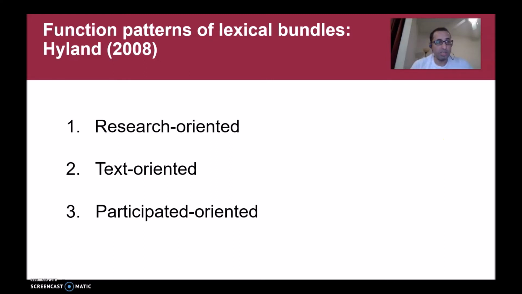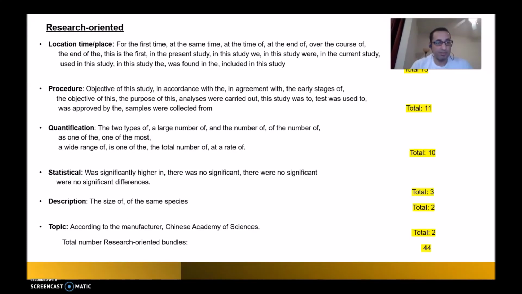When it comes to its functions, there are three types according to Hyland 2008: research oriented, text oriented, and participant oriented. When it comes to the first type, research oriented, as you can see here, location, time, and place is the most common one with 15 examples, and next procedure: in accordance with, in agreement with, and the early stages of. These are some examples of procedure.